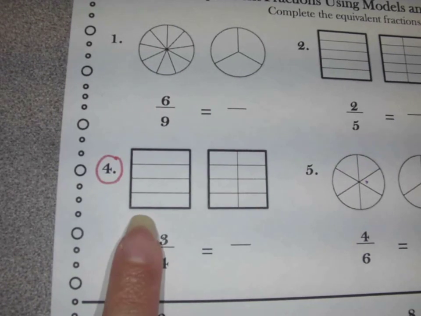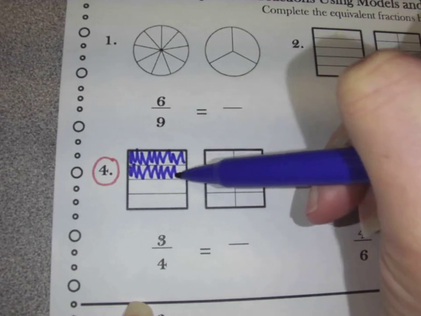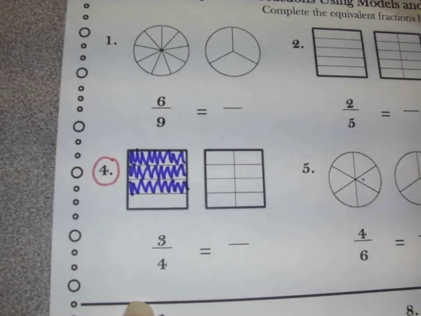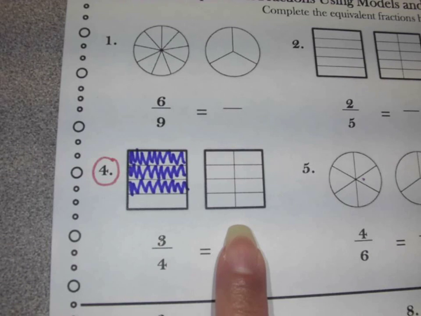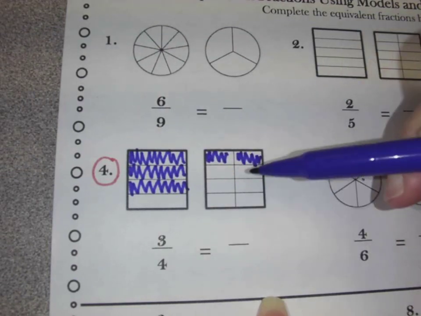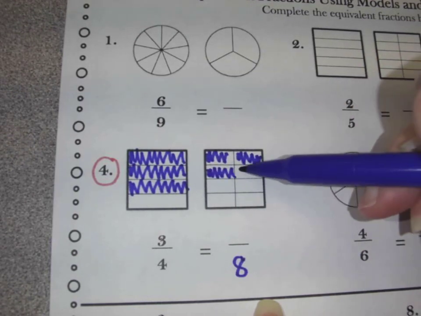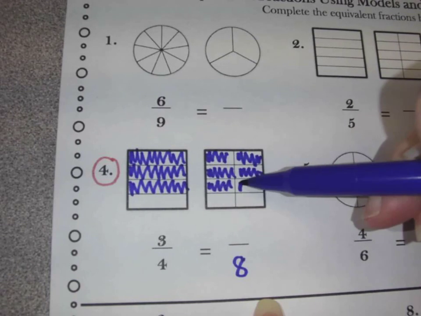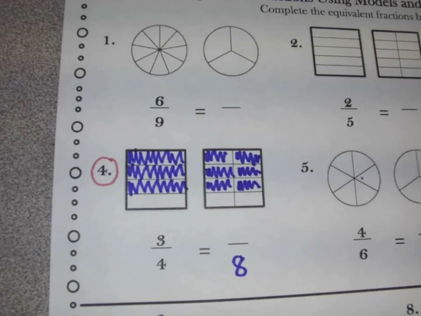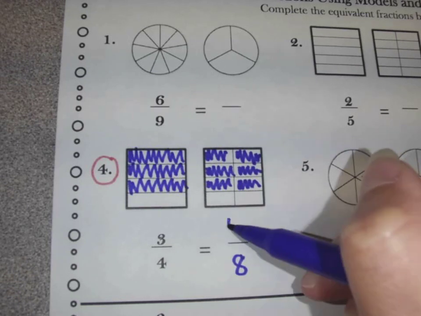3/4 represents this picture. Let me shade it in. One part shaded, another fourth, and the third. 3/4 are shaded. So I want to make sure I match that over here. Well, it's divided into 1, 2, 3, 4, 5, 6, 7, 8. Let me write that in my denominator, and let me continue shading until they're both shaded equally. Because remember, equivalent fractions name the same amount. Okay? And there are 1, 2, 3, 4, 5, 6 eighths that are shaded.